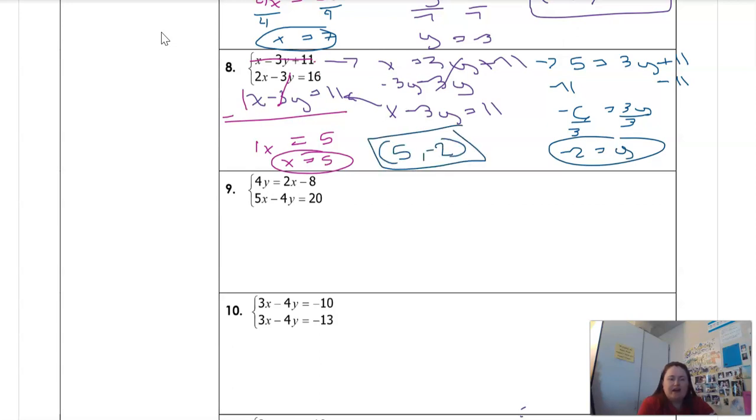Just checking that. 2 times 5 is 10. Minus 3 times -2 is -6. So that's +6. 10 plus 6 is 16. And then this one was x equals 3y plus 11, which is how I got that in the first place. So that's how we do it if they're not lined up properly. Basically, you need to manipulate the equation so that they are lined up properly.